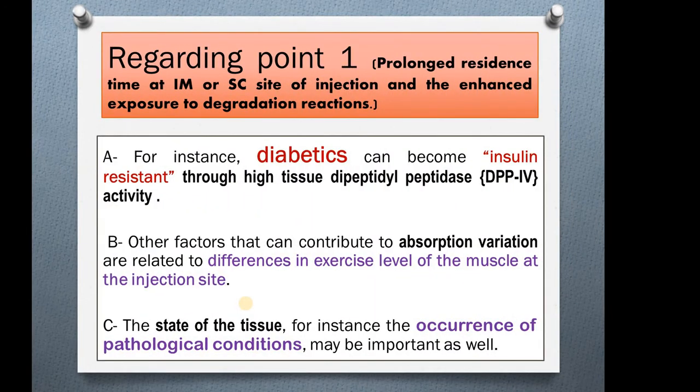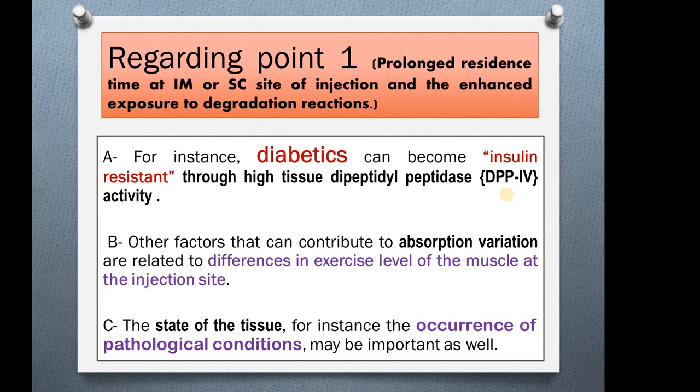Regarding point number 1, which is prolonged residence time at the IM or subcutaneous site of injection and the enhanced exposure to the degradation reaction. For instance, we will take as an example that diabetics can become insulin resistant through high tissue dipeptidyl peptidase activity, which is the case with IV. Okay, they will have insulin resistance and degradation by this enzyme.